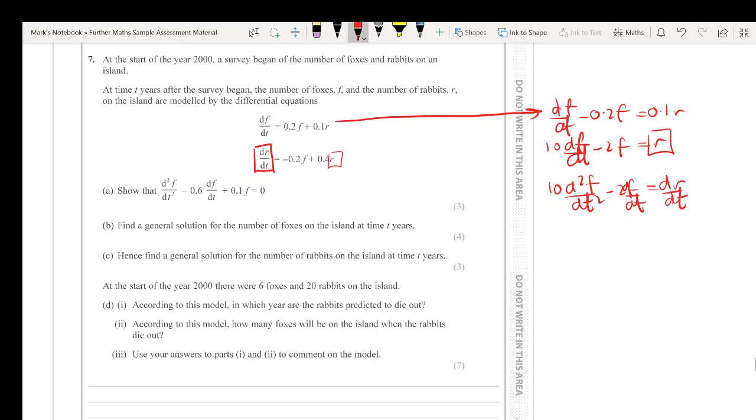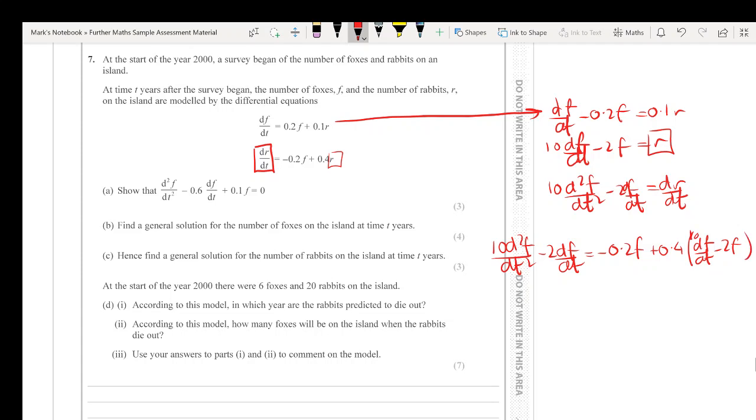So we will get 10 d2f by dt squared minus 2 df dt equals minus 0.2f plus 0.4 times df dt minus, the r is 10 df dt, isn't it? So it's 10 df dt minus 2f. I've got 10 in there.